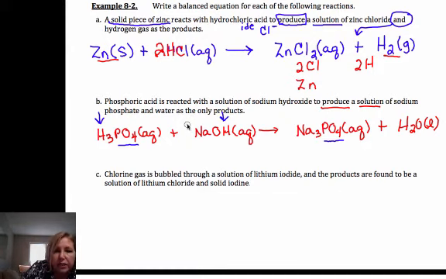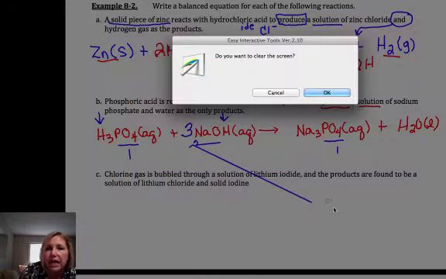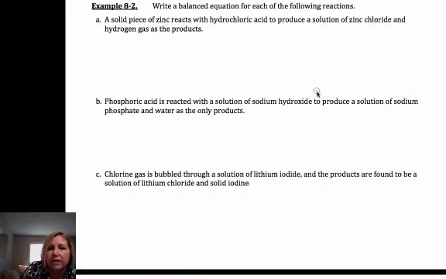I have 3 sodiums there. I can't change the subscripts, but I can change the coefficient, the number in front, so I put a 3 there. All right? Now, that means I've got 1 phosphate and 1 phosphate. I've got 3 sodiums on both sides. So now let's count the hydrogens or the oxygens.